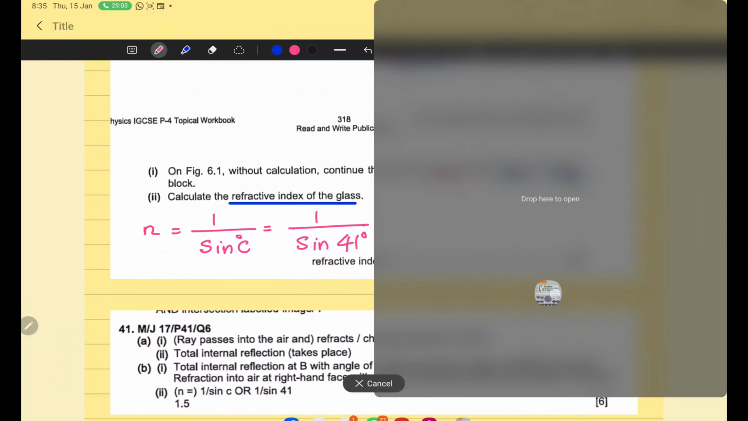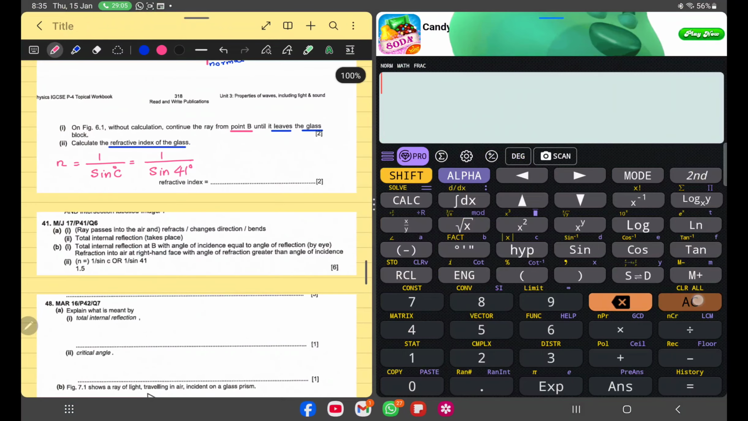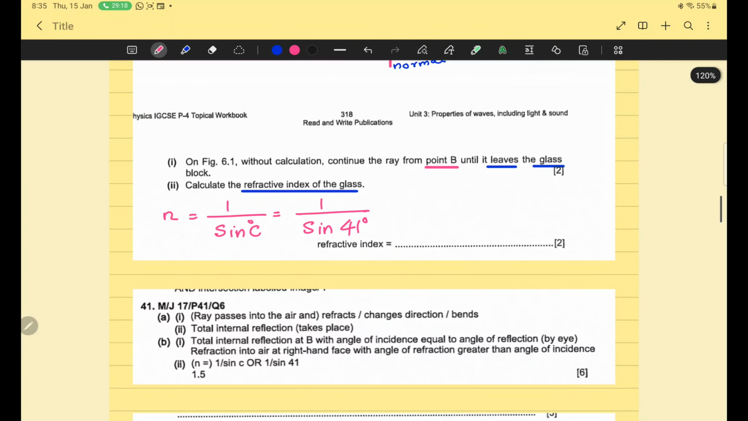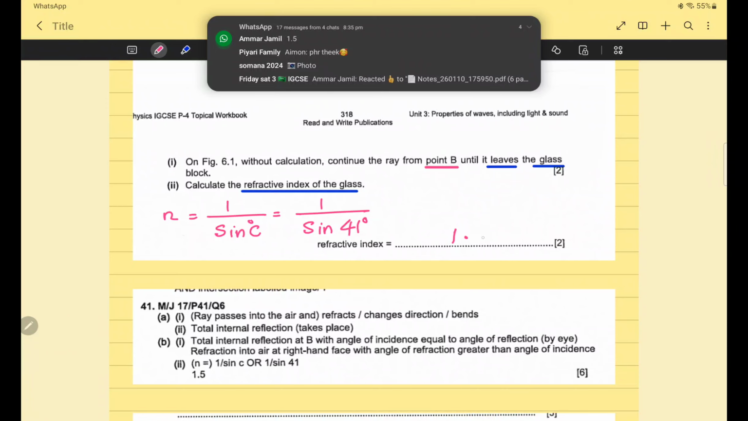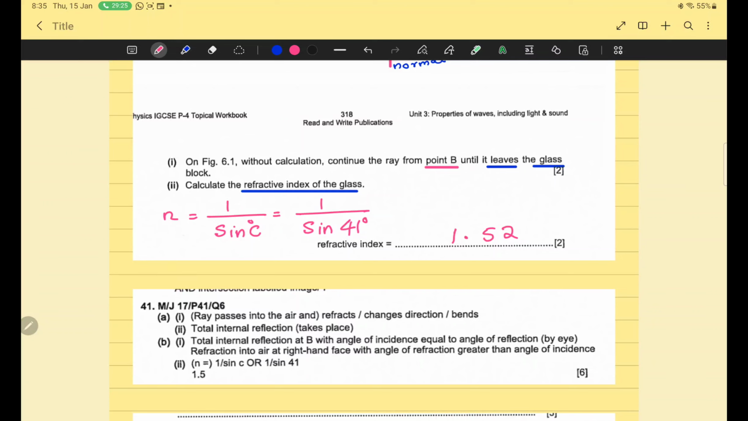If you use a calculator and write 1 divided by sine 41 degrees, then the answer is 1.52. So the angle is 41 degrees and the answer is 1.52. Ammar beta, you are right.